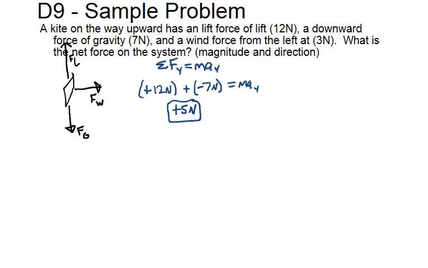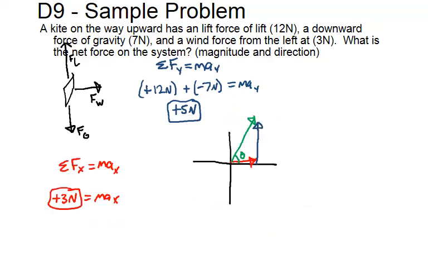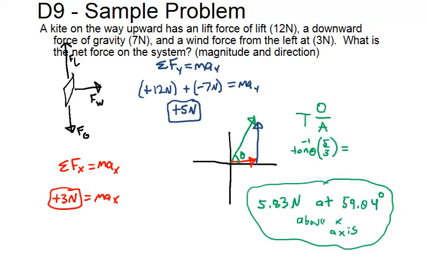All right, so positive 5 newtons in the y, positive 3 newtons in the x. So we can set up the x first here. You could set up the y first if you wanted to. So 3 to the right, then 5 up. We should get a resultant of 5.83 newtons at 59 degrees above the positive x-axis.